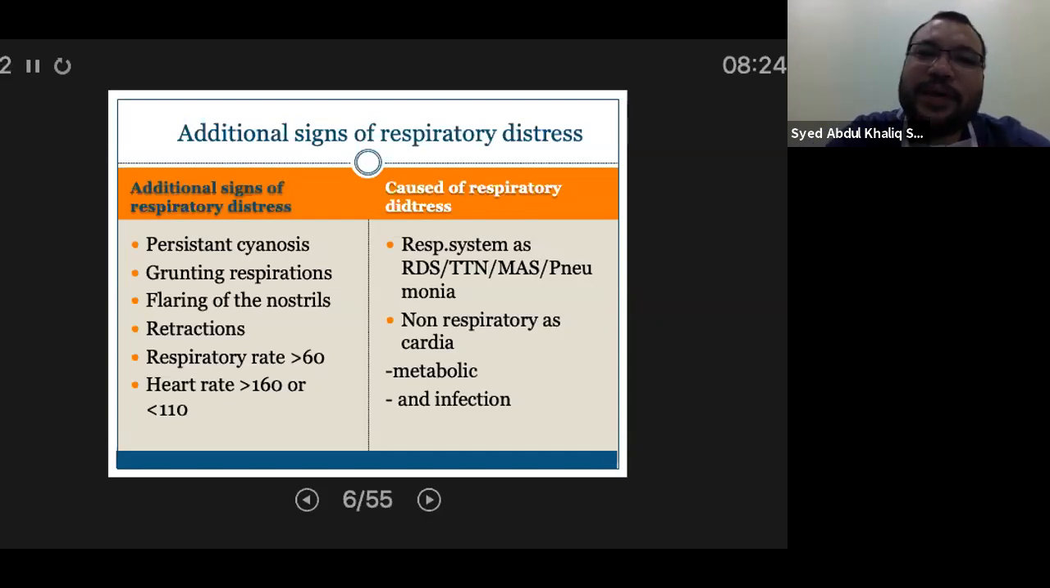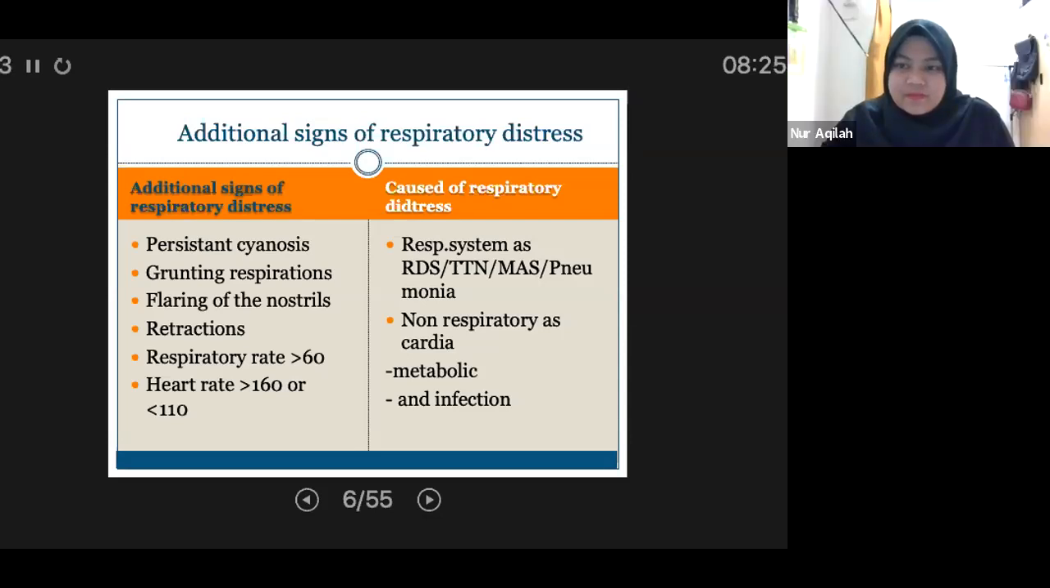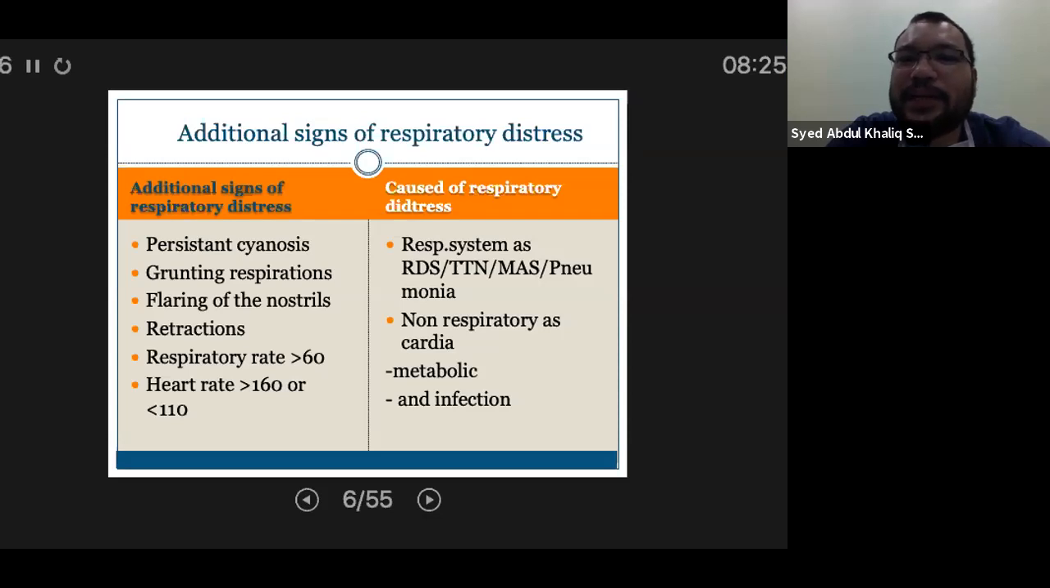It's very common, and you need to remember that TTN usually is not persistent for more than 4 hours. And then RDS, there are so many situations that can cause RDS, not just prematurity. Sometimes we may assume only premature babies can go into RDS, but you need to remember other types of problems as well can develop into RDS. For example, what cases can cause RDS? Meconium aspiration syndrome. So meconium aspiration can also cause RDS. How does it cause RDS?